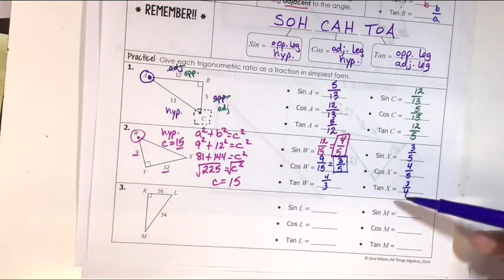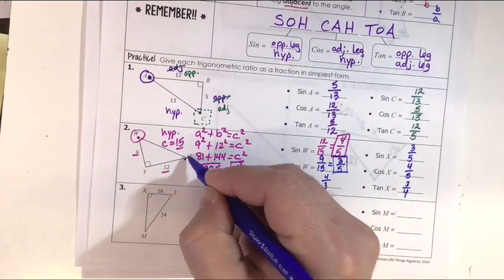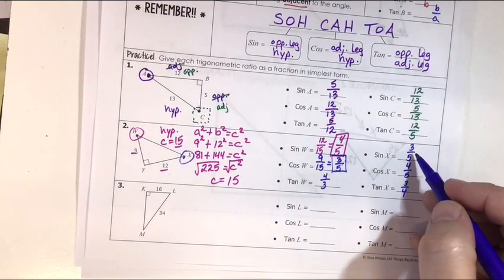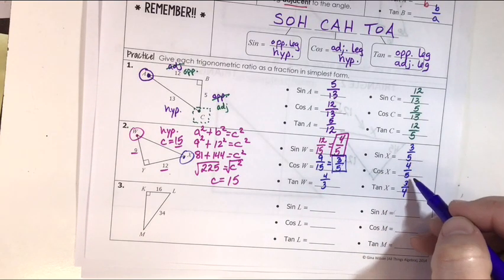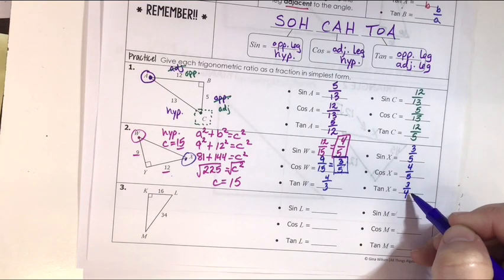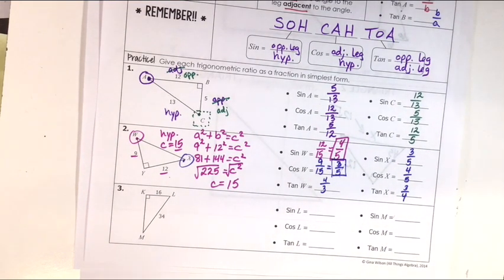The sine, cosine, and tangent ratios for angle X change opposite and adjacent. So now the sine ratio of angle X is 3 over 5, and cosine is 4 over 5. And the tangent ratio is 3 over 4. All right, we'll do some more practice with this in class, but this gives you an introduction to using trigonometric ratios.